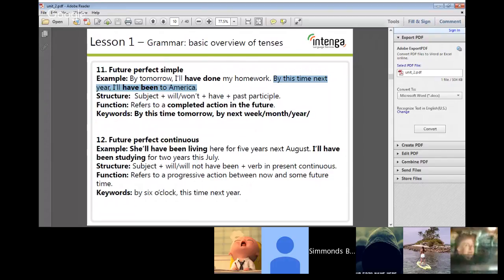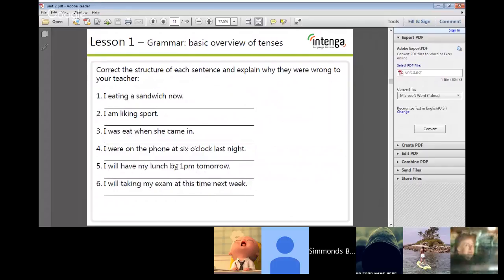Well, since no one's commenting, I think let's go back to the other page here. All right, good. So that was number 5. So number 6, I will taking my exam at this time next week. What do we need to change here? Maybe I will take. I will take. Okay, I will take my exam at this time. Simple future. I will take my exam at this time next week.